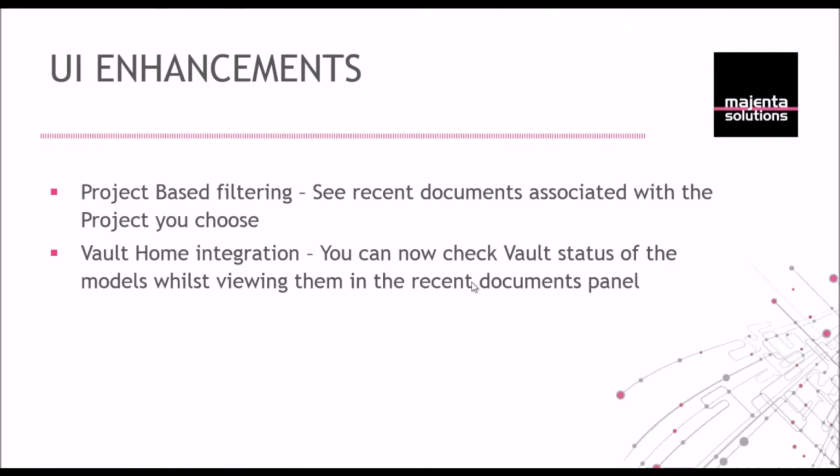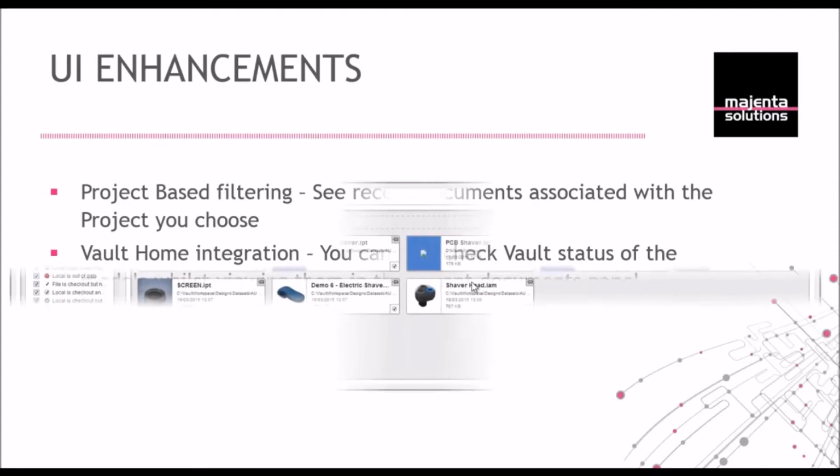As I just mentioned, project-based filtering: you can select a project and see the recent documents associated with that project. You also have, and this is a really, really nice touch, Vault integration into the home screen. There is no full integration of the Vault system, only the Vault status, so you can't check something out from Vault, but you can see the Vault status of a file whilst viewing it in the recent documents panel.